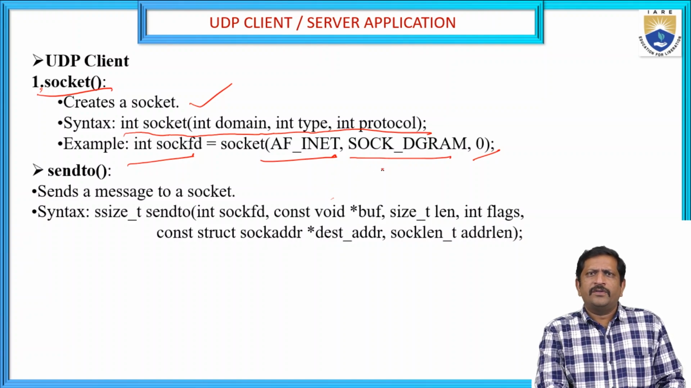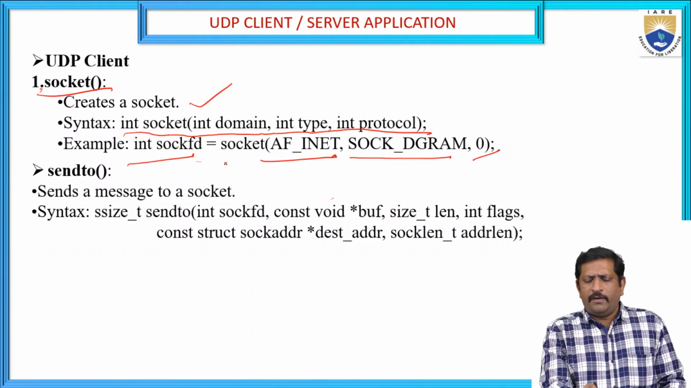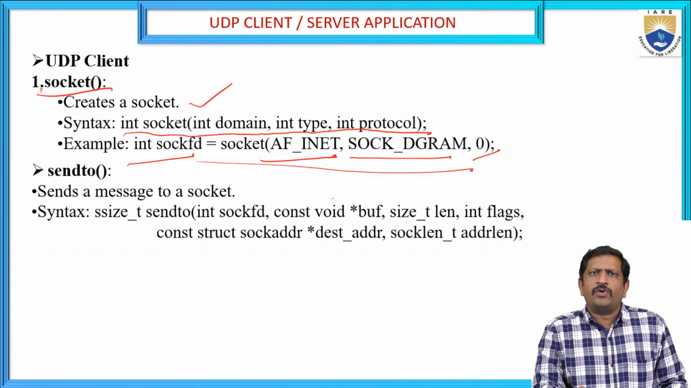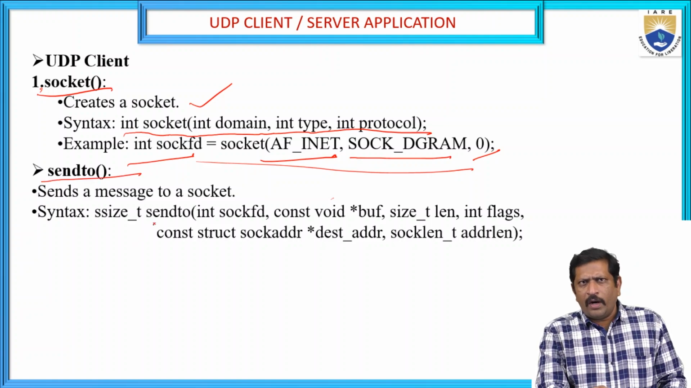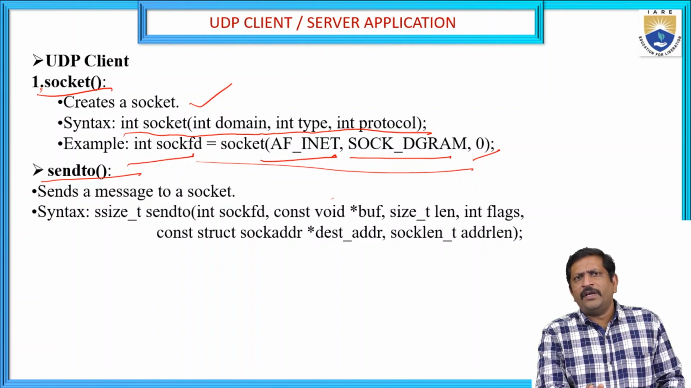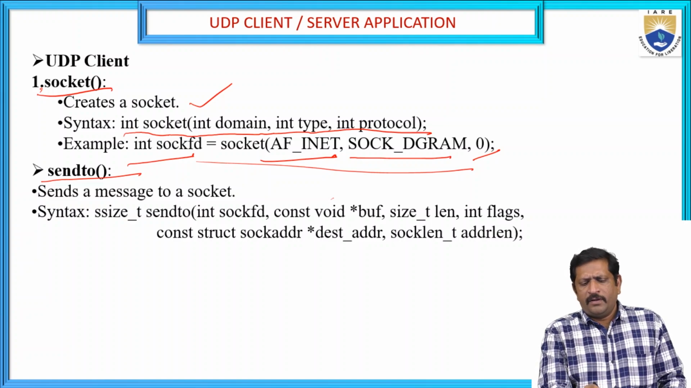So this is about the socket. With the help of this function, we can create the socket. Now the sendto function: what the client will do is send the message from the client to the server. That means sending a message to the socket. This socket is a server socket.